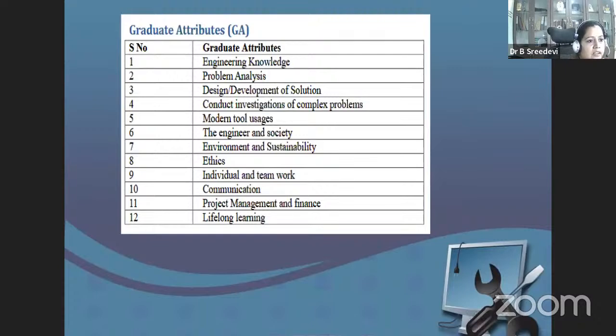So based on these graduate attributes, they have defined 12 graduate attributes for any program. These are common for all the programs: engineering knowledge, problem analysis, design development, conduct. You need not memorize all these graduate attributes. Just remember the count alone. 12 graduate attributes are there. So what are graduate attributes? They are tools for assessing a particular graduate who is graduating from a program. They are tools for assessing a graduate.